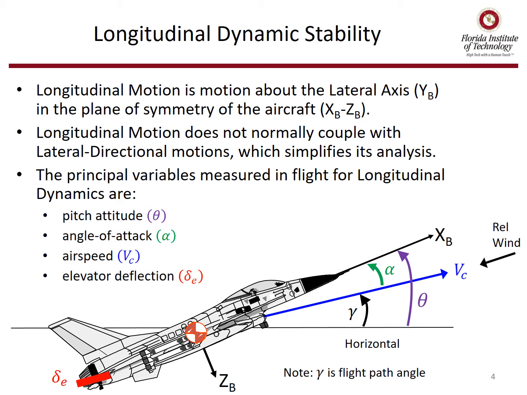Flight path angle gamma is now defined as the angle between the velocity vector and the horizon. Note that on landing approach, gamma is negative, while angle of attack and pitch attitude can still be positive.